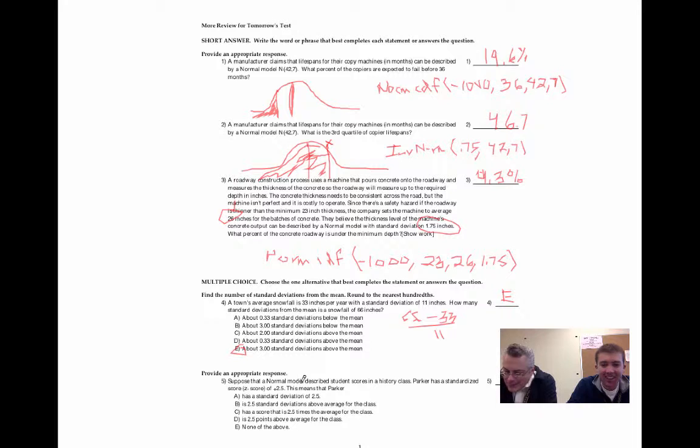So if his score was plus 2.5, that means he would be, looks like, cross out A. He has a standard deviation 2.5. Cross out C, he has a score that's 2.5 times the average. Nope. Cross out D, 2.5 points above average. D is probably the most tempting one. It is B. Remember, z-score tells us how many standard deviations above or below.